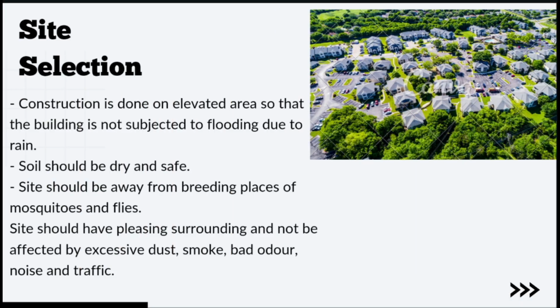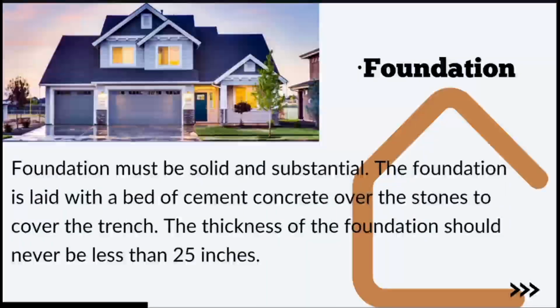The first one is site selection. The construction is done on an elevated area so that the building is not subjected to flooding due to rain. Soil should be dry and safe. The site should be away from breeding places of mosquitoes and flies. And the site should have a pleasing surrounding and not be affected by excessive dust, smoke, bad odor, noise as well as traffic.